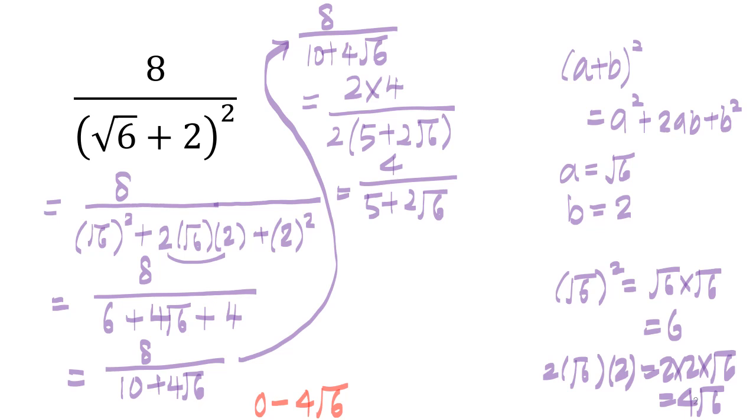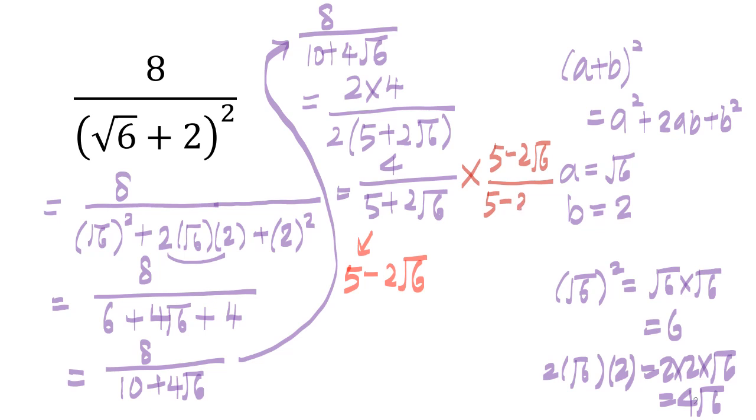Right, so the conjugate surd would be 5 minus 2 square root 6. If you make the numbers smaller, then the chances of you making a mistake will be lesser. Okay, so now we can actually rationalize the denominator. How do I do it? I have to multiply it by 5 minus 2 square root 6 over 5 minus 2 square root 6.